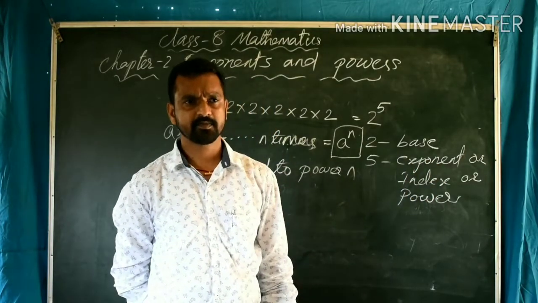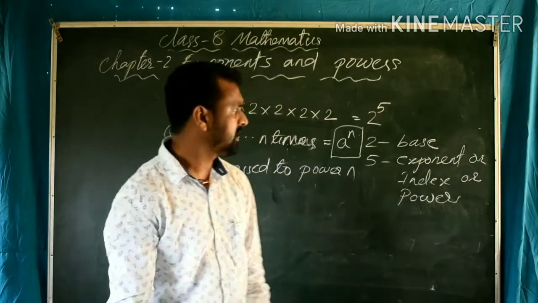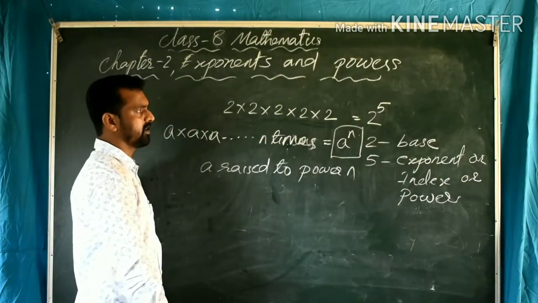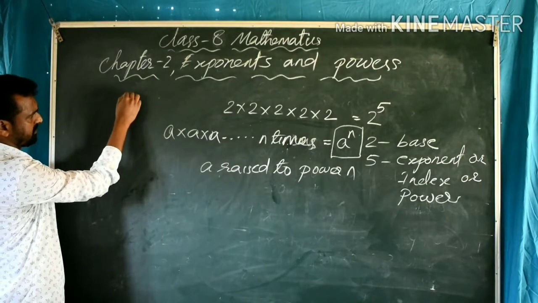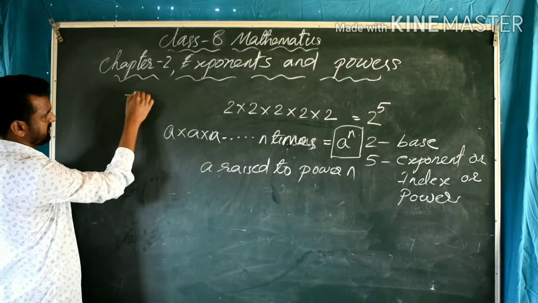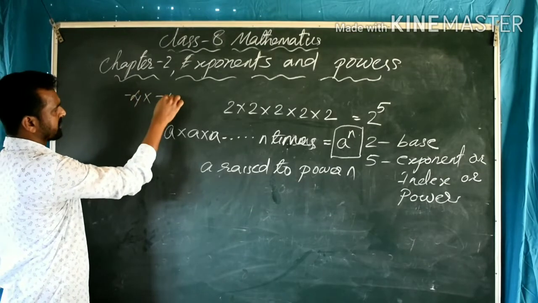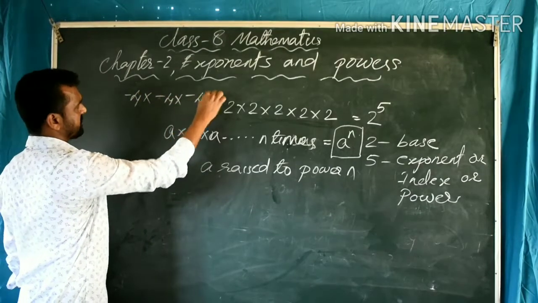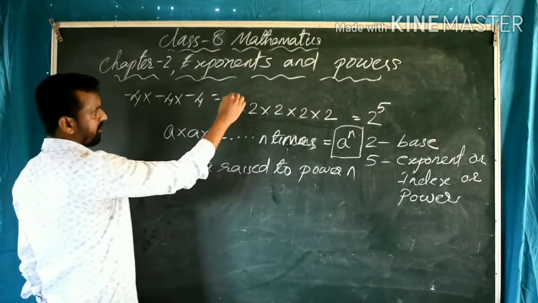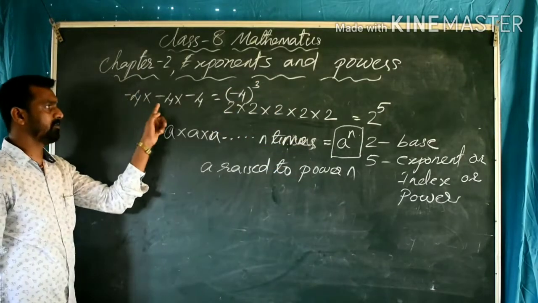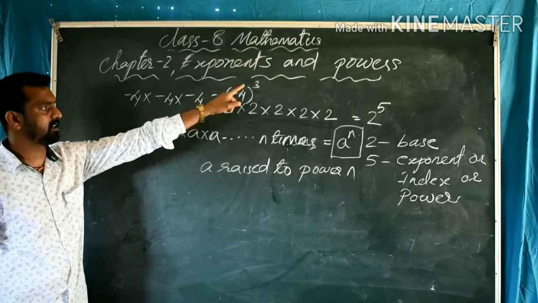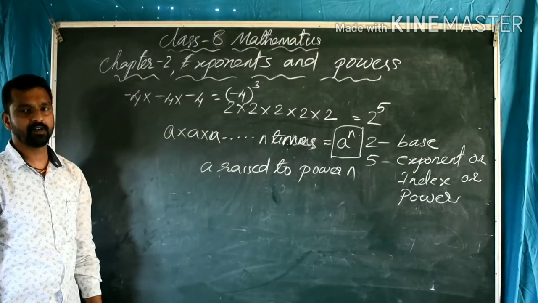Now we have integers as a base and power. First, integers as a base, that is, any integer as a base. Suppose we are multiplying minus 4, 3 times, then we can write it as minus 4 raised to 3.